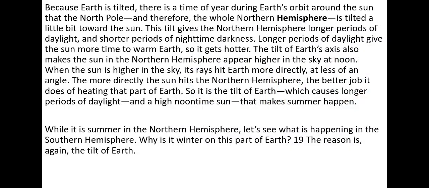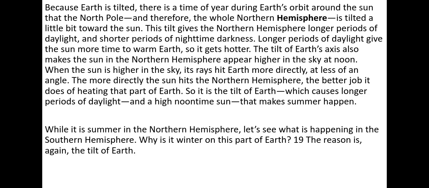Because Earth is tilted, there is a time of year during Earth's orbit around the sun that the North Pole, and therefore the whole northern hemisphere, is tilted a little bit towards the sun. This tilt gives the northern hemisphere longer periods of daylight and shorter periods of nighttime darkness. Longer periods of daylight give the sun more time to warm Earth, so it gets hotter.